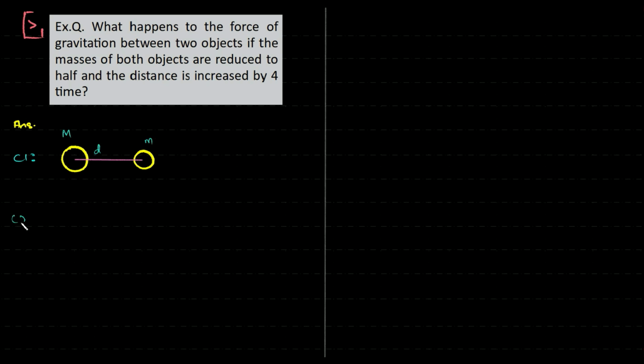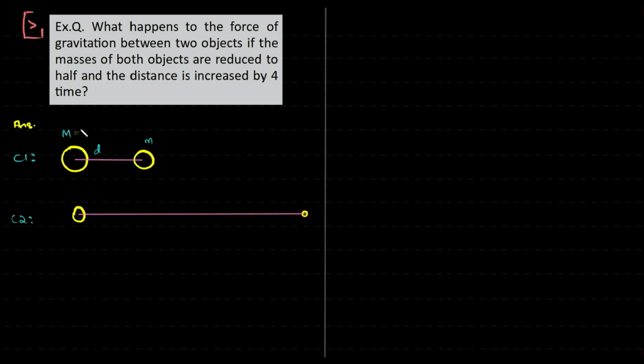The second case would be this, wherein we have the first object and the second object reduced to half their values, and the distance is 4 times. So it will be somewhere over there. So we have them being connected over here. Okay, now what should you do? Now we have to figure out the variables.